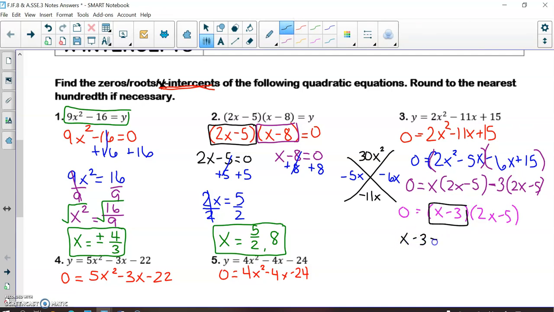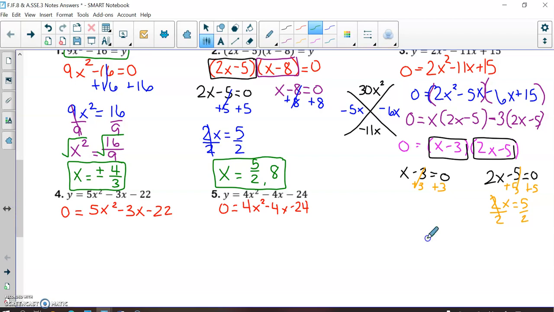to 0 and my other binomial equal to 0. And now I'm going to solve for x in both of these equations. So in my first equation, I'm going to add 3 to both sides, so I get x as a value of 3. In my second equation, I'm going to add 5 to both sides, so I have 2x equal to 5, and then I divide by 2 on both sides to get x is equal to 5/2. So one of my answers was 3, my other answer was 5/2.